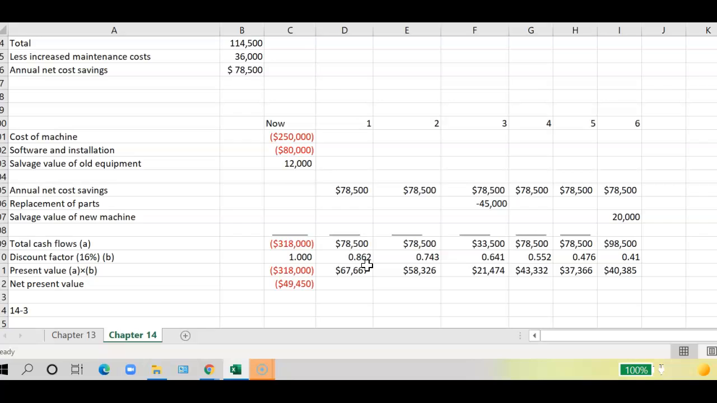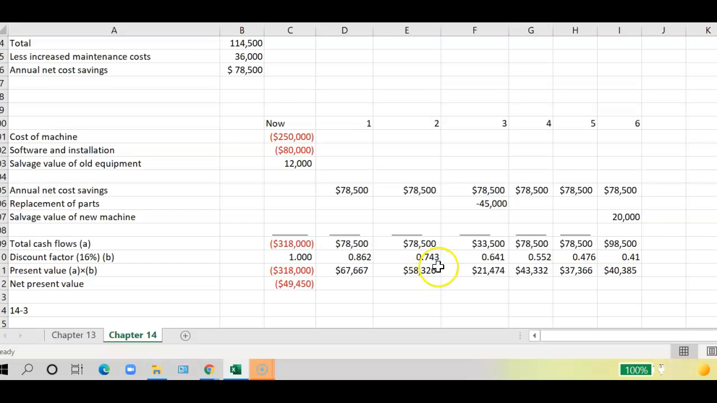So in the one column, it would be 0.862, and multiply that by the $78,500, which is $67,667. In year 2, we again have the $78,500 annual net savings. And in year 2, at 16%, the factor in the first exhibit in 14B is 0.743. You multiply that $78,500 by the factor in period 2, and that's $58,326.